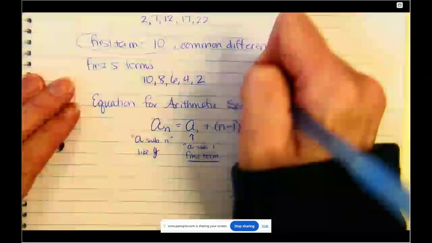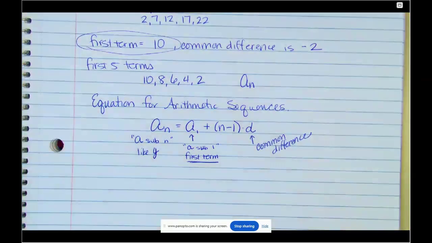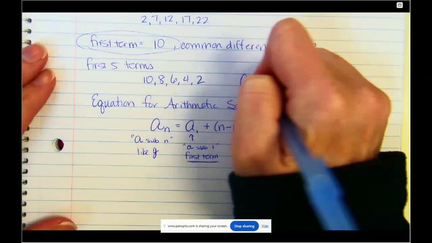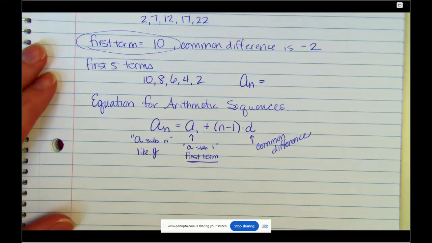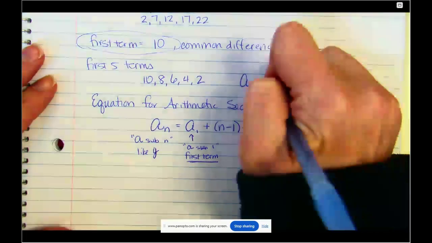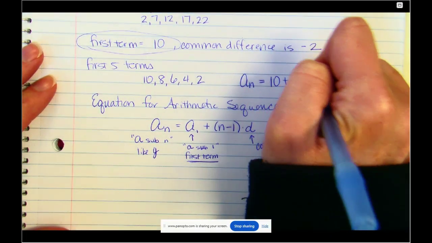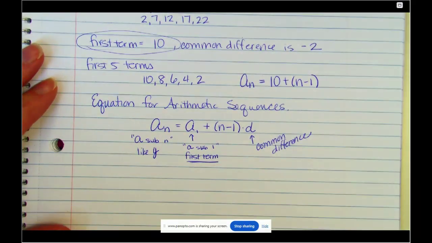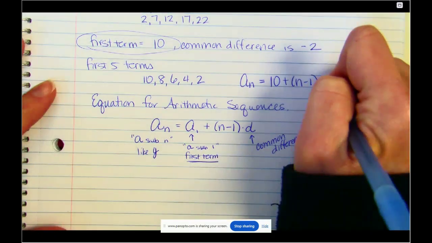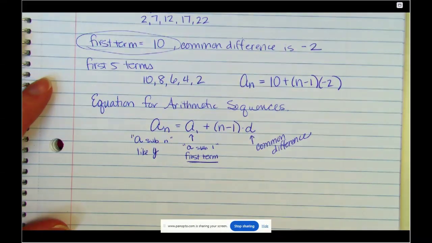So I asked you to write down A sub n. Okay. Is it equal sign? This one's easy because I gave you the answers. What's the first term? 10. Okay, it's just gonna have an n minus 1. And what's the common difference? -2. So just put it like that with parentheses and you're done.